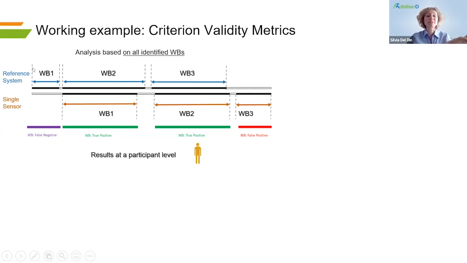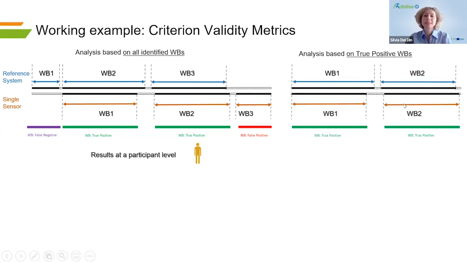So we're going to be able to have these results at the participant level, okay? Whilst the second type of analysis is going to be based on the true positive walking bouts. Some types of analysis, for example ICC, need to have a 1-to-1 correspondence between the walking bout of the single sensor and the reference. So for this type of analysis, we're going to focus on only the true positive walking bouts. Hence, we're going to have some results or performance metrics at a walking bout level.